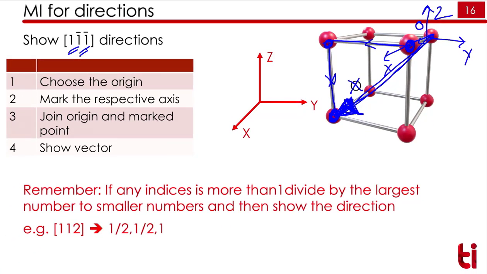Now you have to remember one thing: if you have an integer bigger than 1, or any index greater than 1, you have to divide by that particular index and then mark the respective axes. This is because otherwise you would have to show 2 or 3 unit cells.